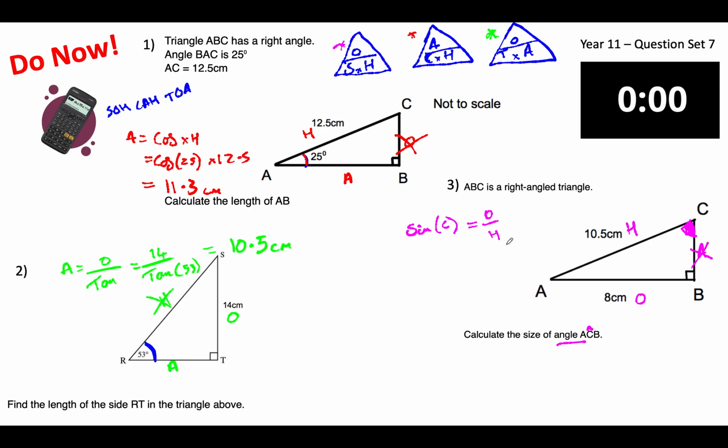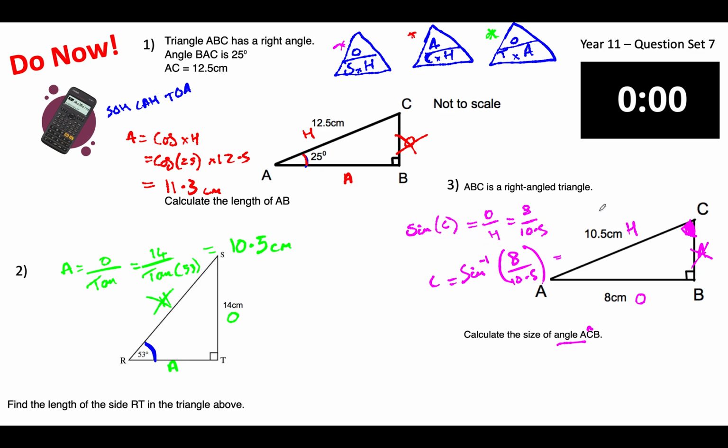H, right, which is 8 over 10.5. Now, the thing is, I don't want sine of C, I want C. Angles are shifty. Remember, you press shift to get sine to the -1. You're doing the inverse of sine. It's like the opposite. So inverse sine. Press shift, press sine, and then put in 8 over 10.5, or 8 divided by 10.5. Cursor across and shut the bracket.